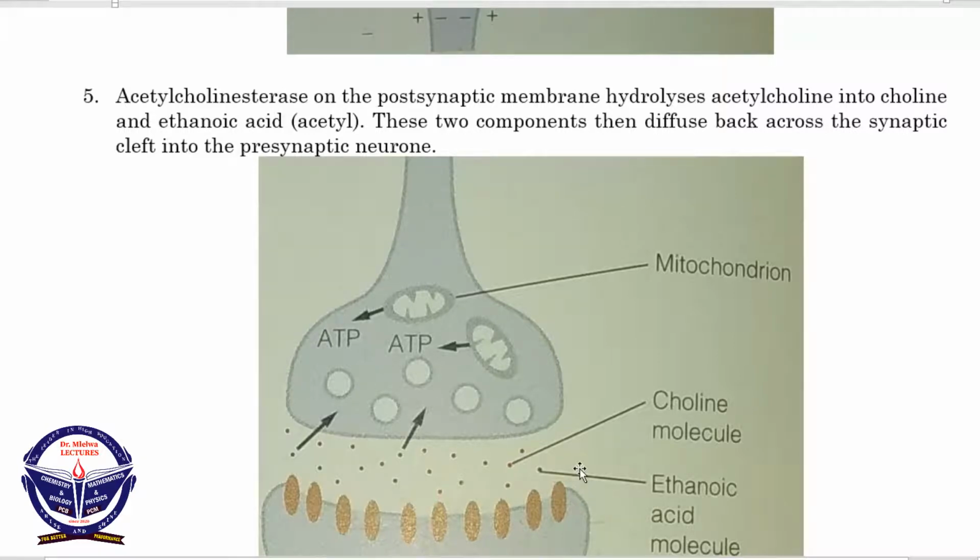They have not shown the acetylcholinesterase here, but the acetylcholine has been broken down into acetyl and choline. Here the green molecules are ethanoic acid, and the red molecules are choline.